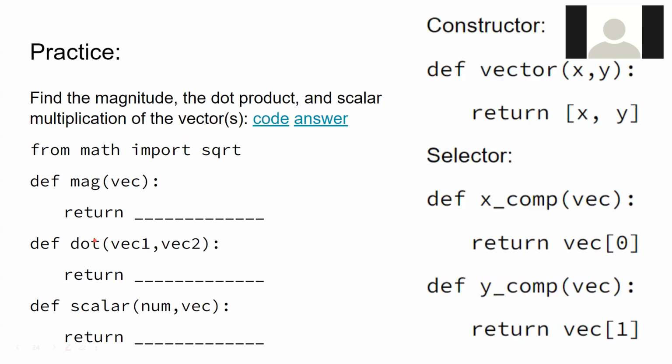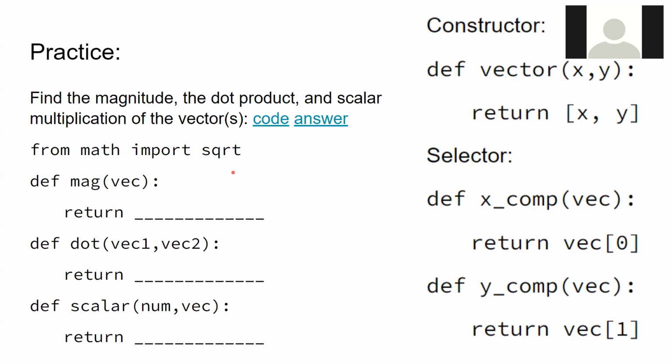So the practice is that we use the constructor and the selector functions to complete all the functions, so that they can verify and return correct results. We have magnitude, the dot product, and scalar multiplication, used on one vector or on two vectors. The magnitude of a vector represents how long the distance is between the point and the origin.